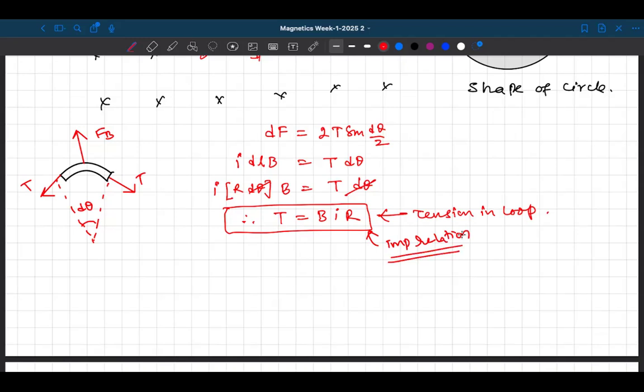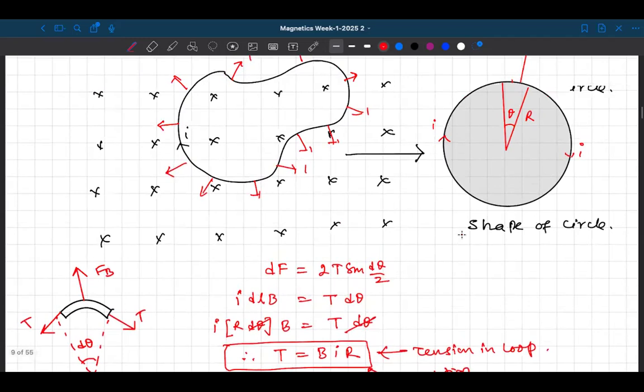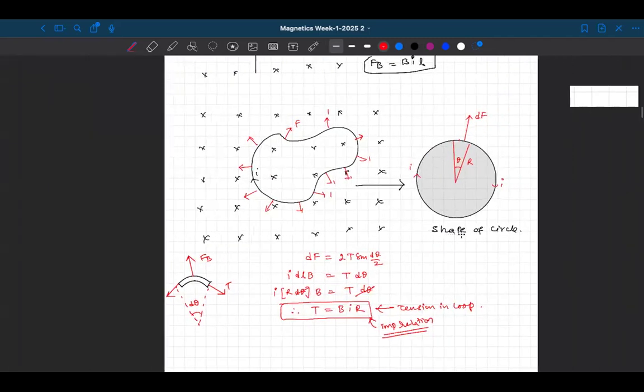Even if it is a non-uniform magnetic field, but linearly varying, say B equals B naught X, and you place this loop, in that case also the net force is zero. So, any doubt in this, please ask me.